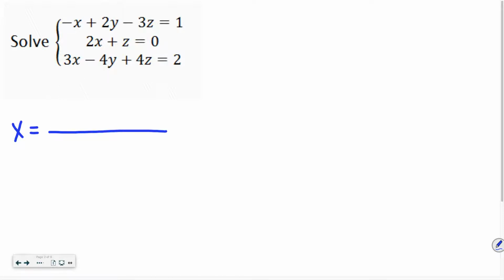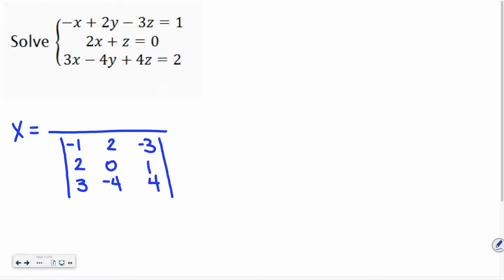Okay, so this is what Cramer's rule says. No matter which variable we're finding, for our denominator, we are going to put the determinant of the constant matrix. So our constant matrix would be -1, 2, -3, 2, 0, 1, and 3, -4, 4. Every single denominator would have that. So once you find one variable, you can transfer your denominator to the other ones.